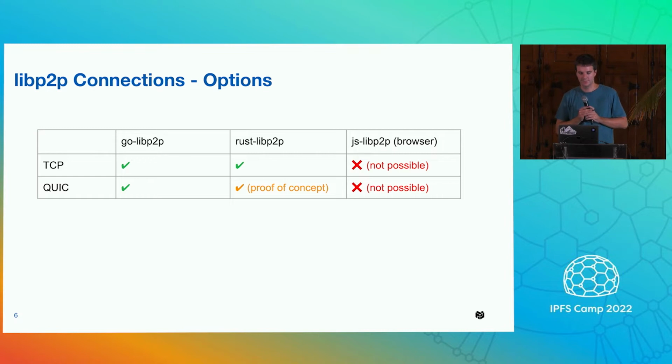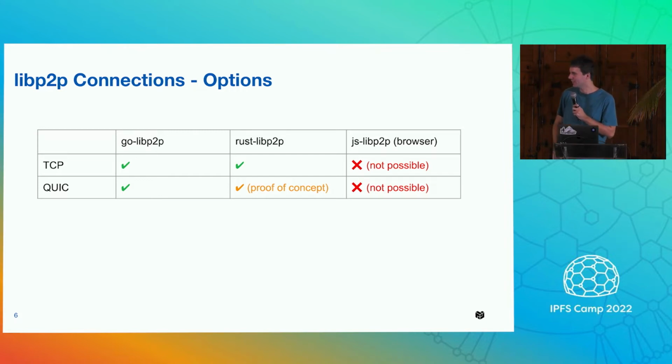So let's look at the options that we have available. As I already mentioned, we have TCP and we have QUIC. That works fine for standalone nodes, like nodes that you would run on your computer or in a data center. go-libp2p has support for both TCP and QUIC. And as Max said, rust-libp2p will merge QUIC support very soon, thanks to Elena for her hard work on that.